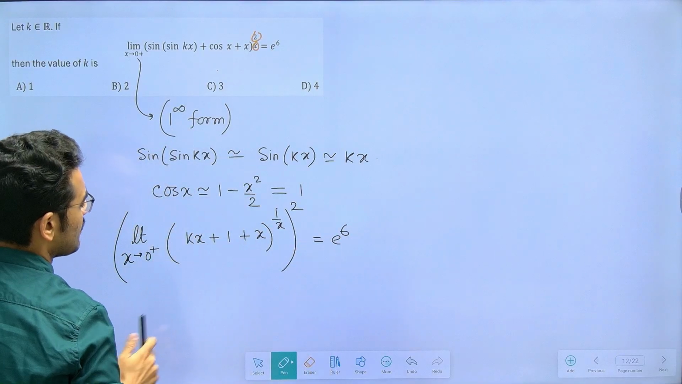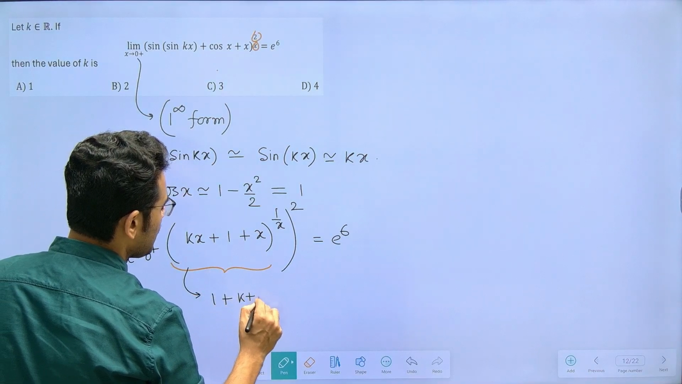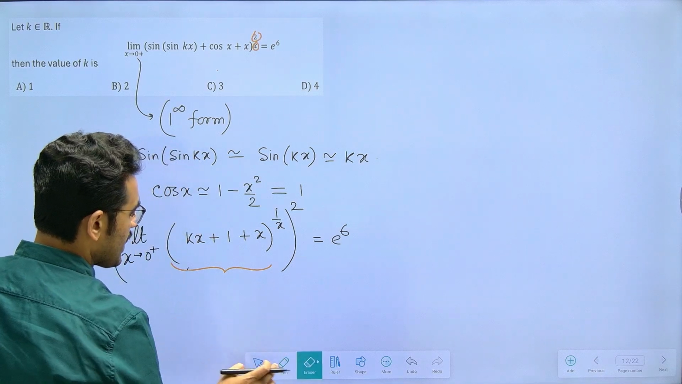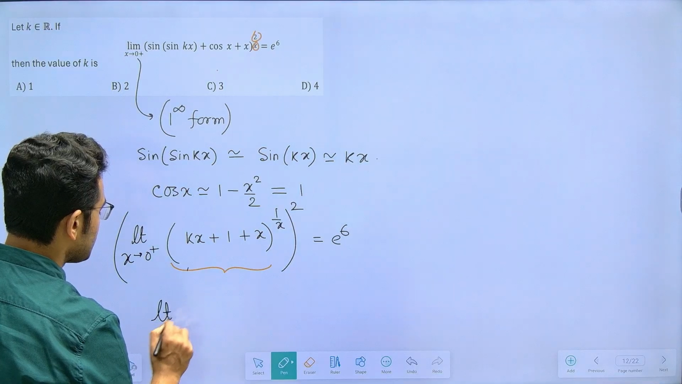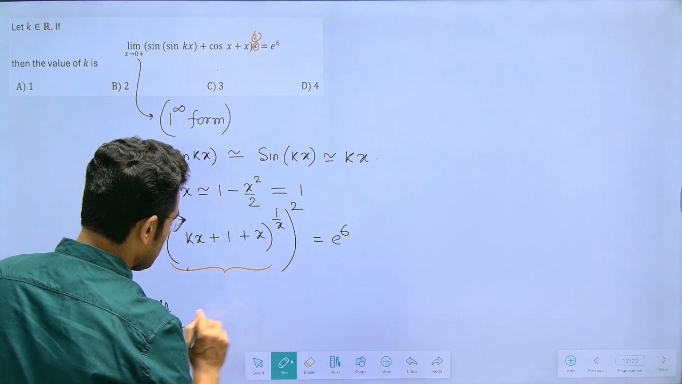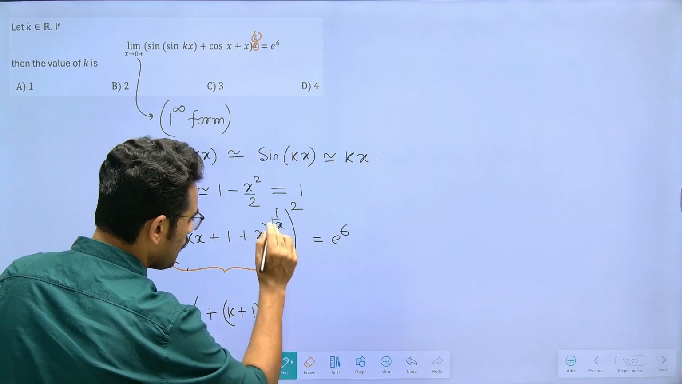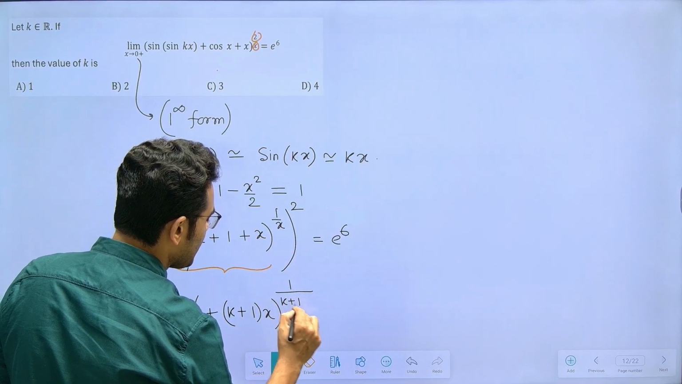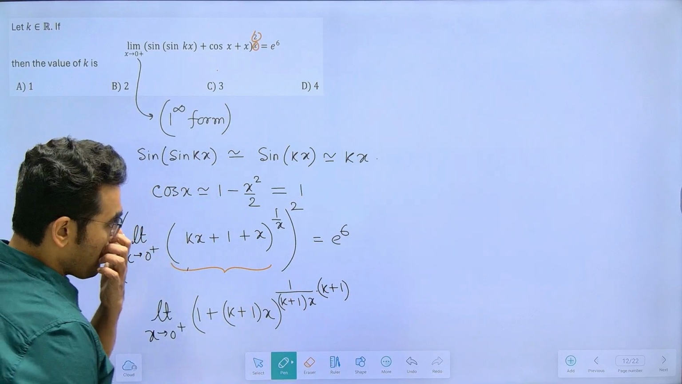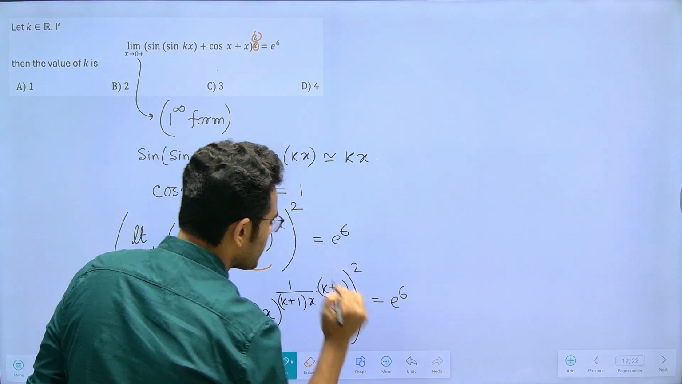Now let us consider this limit. If you rewrite it, it is 1 plus (k plus 1) into x. Let us rewrite it here only. We can write it as the limit x tends to 0 plus of (1 plus (k plus 1) into x) to the power 1 by x. Let me modify it to 1 by (k plus 1) into x, into (k plus 1), and whole square. This is equal to e to the power 6.